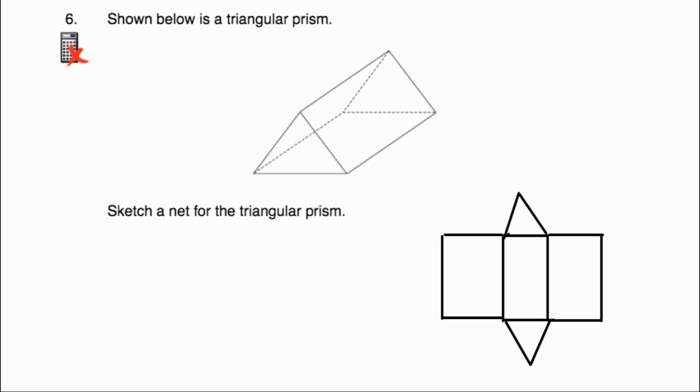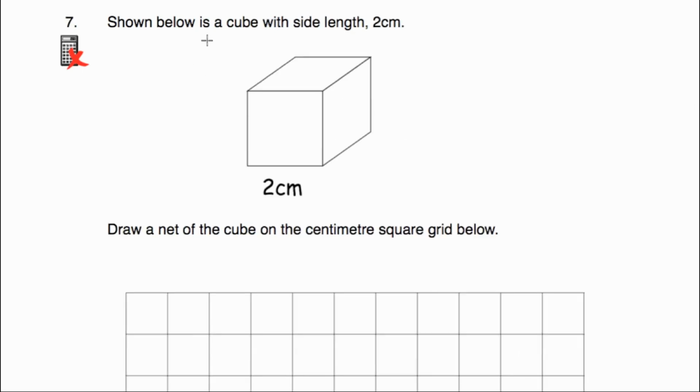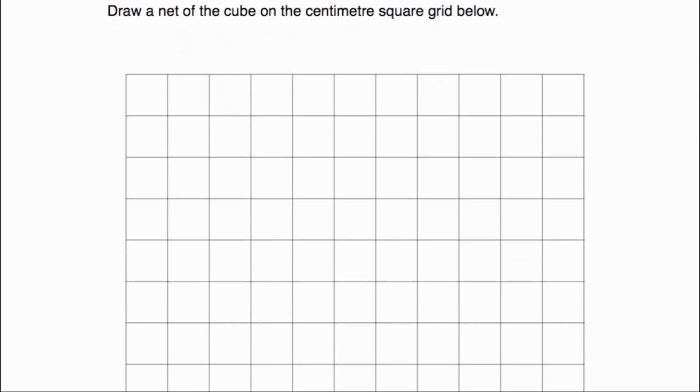Okay, question number 7. So question number 7 says, shown below is a cube with a side length of 2 centimeters. So it's a cube and it's a side length of 2 centimeters. And that means that all the sides are 2 centimeters. And we've been asked to draw the net of the cube on this centimeter square grid below. So we need to draw the net of a cube, and it's going to be one with side lengths of 2 centimeters.